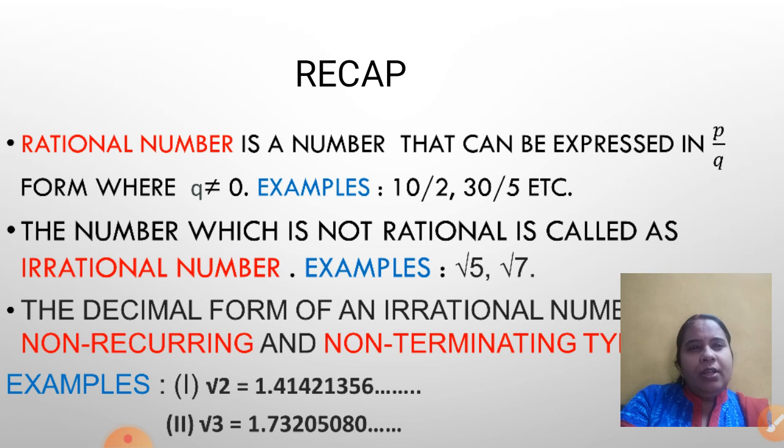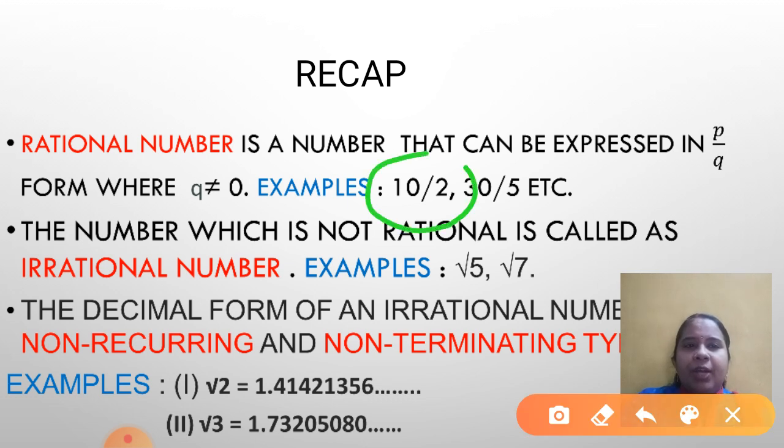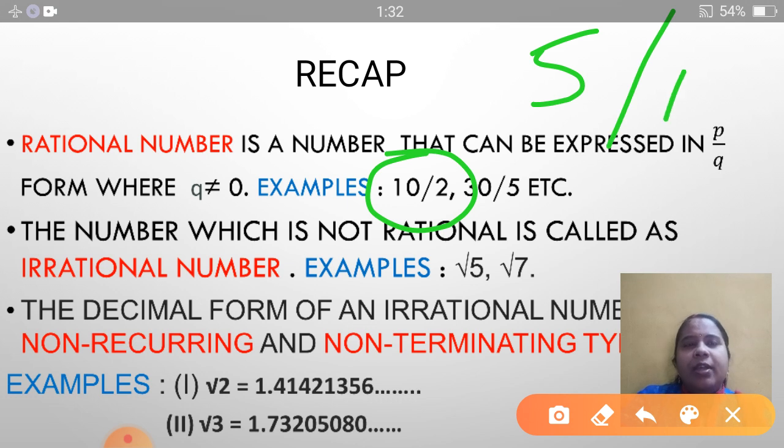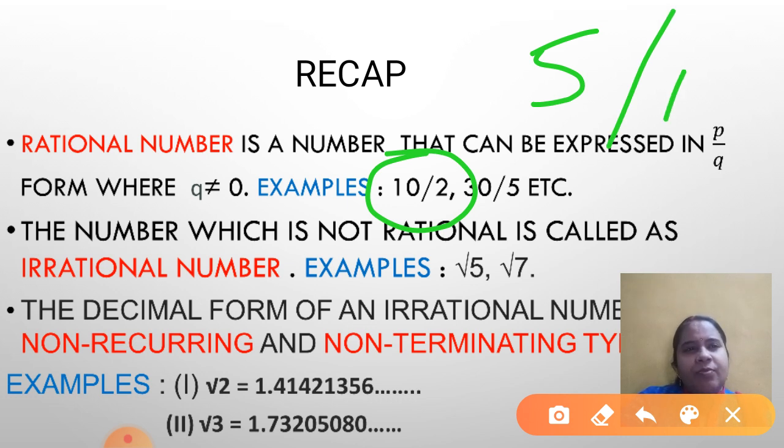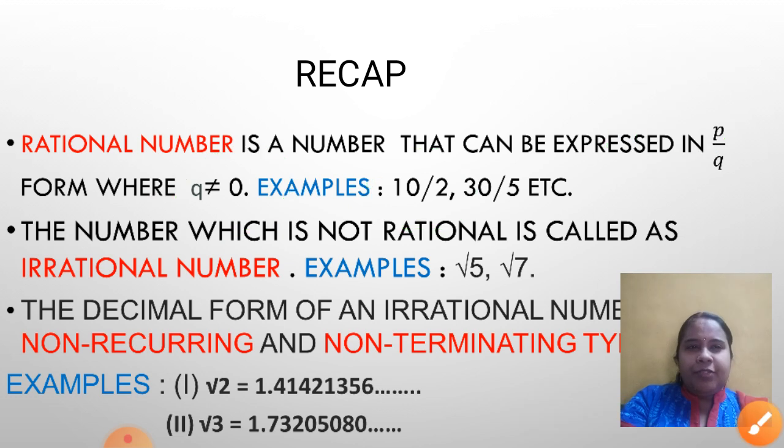A rational number is a number that can be expressed in p upon q form, where q is not equal to 0. As you can see here, I have given you an example of 10 upon 2. Don't get worried if it can be reduced. It can be reduced to 5 upon 1. Is this a rational number? Yes, very well. Why? Because it is in the form of p upon q. It's a fraction and the denominator is not equal to 0. Even if it is 1, it is a rational number. The only thing is it should not be 0. Okay? So I hope you have understood the definition.